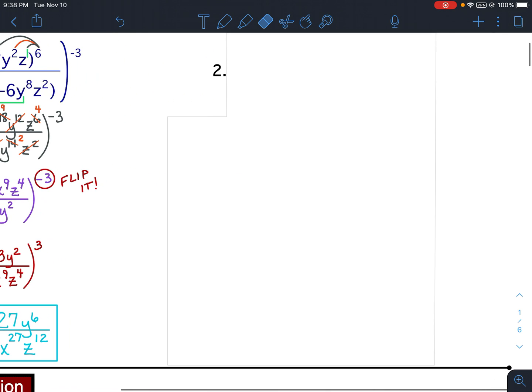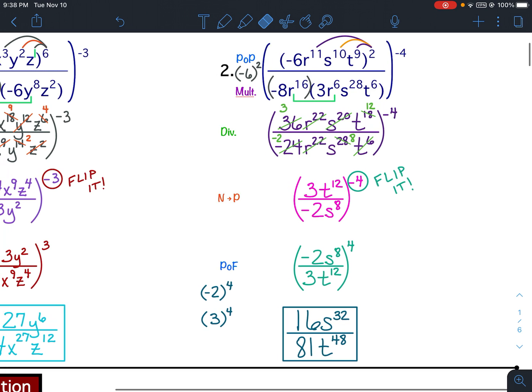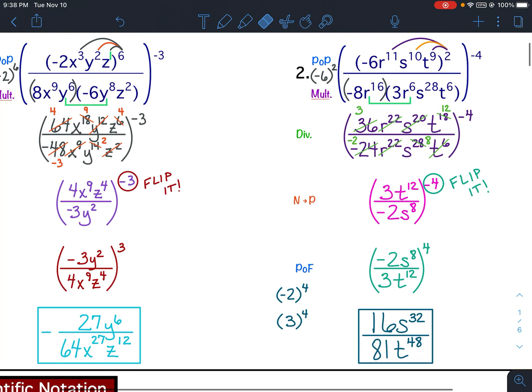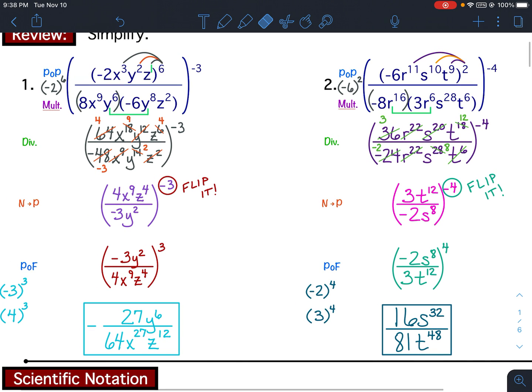Number 2 is done the exact same steps. You have power of product in the numerator, multiplication in the denominator. Then you have division. Next, you have to make the outside exponent positive by taking the reciprocal or flipping the fraction, and then power of a fraction. Again, make sure you have everything written down. Please do not miss any work. If you got anything wrong, please fix it. Pause your video to do so.